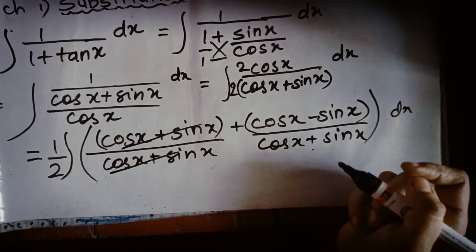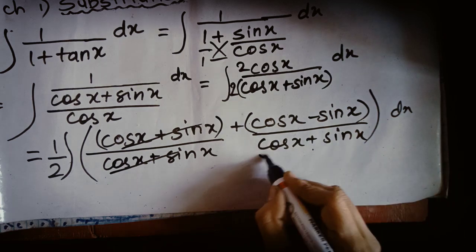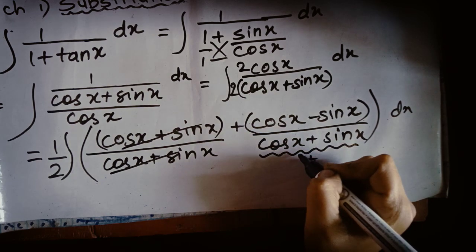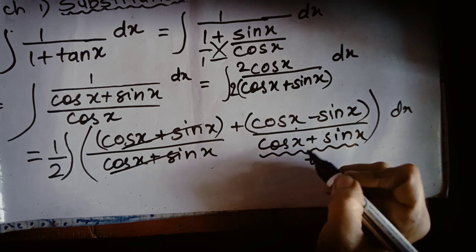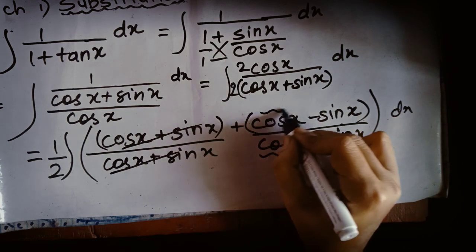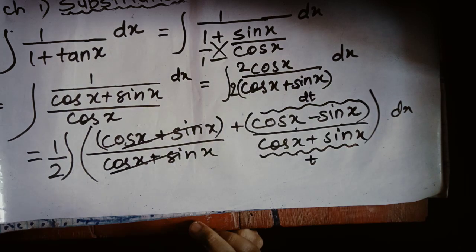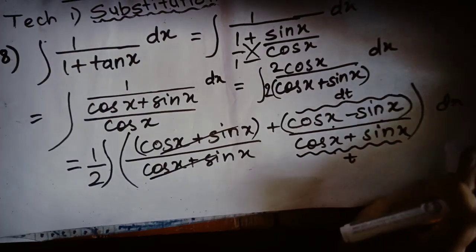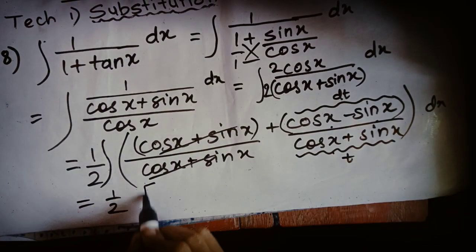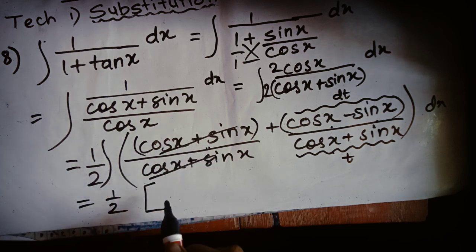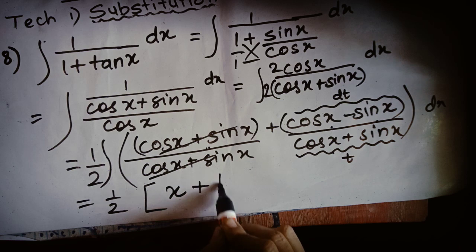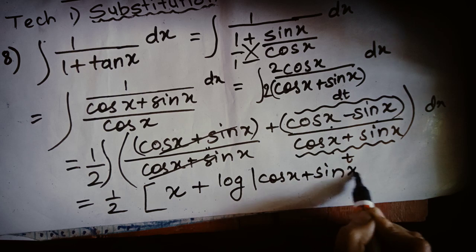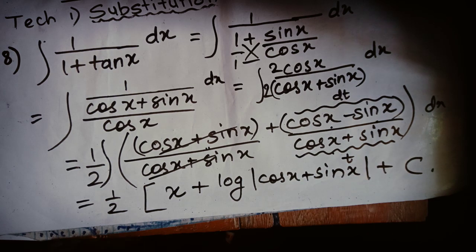And this you can write as, if I take t as cos x plus sin x, then dt is, derivative of sin is cos and derivative of cos is minus sin. So this will be my dt, right? So here it will be the integral of dt upon t, which is log t, correct? So half you can write outside. The integral of this 1 will be x, and this will be log of t. t is our cos x plus sin x, plus c.